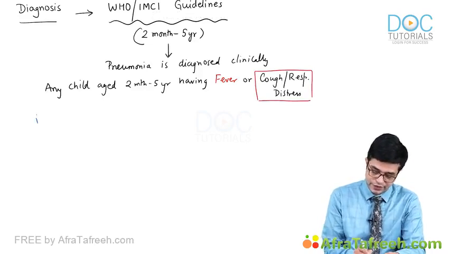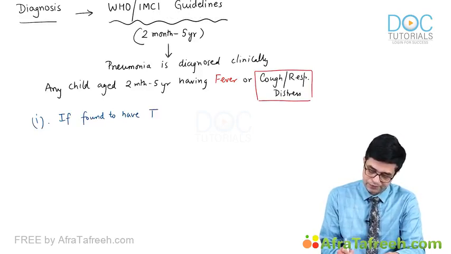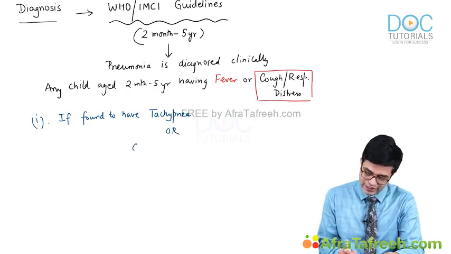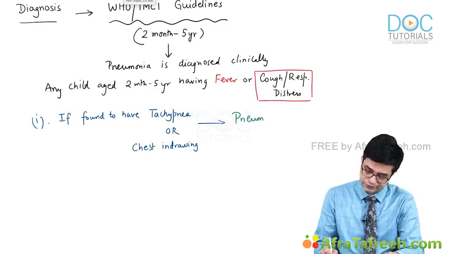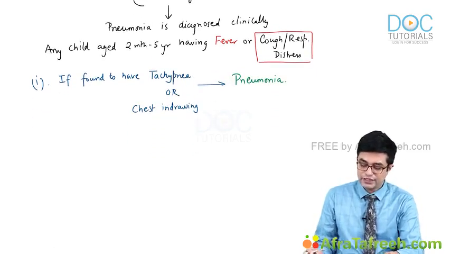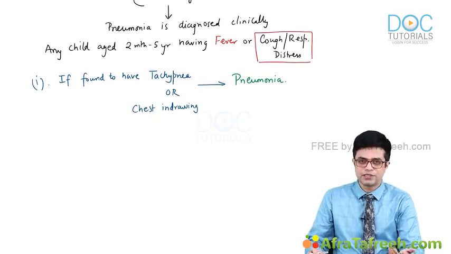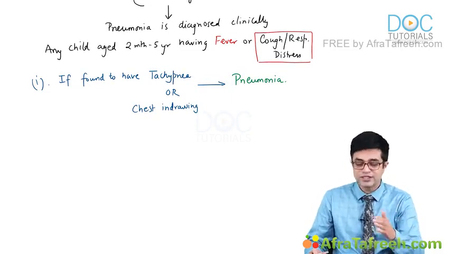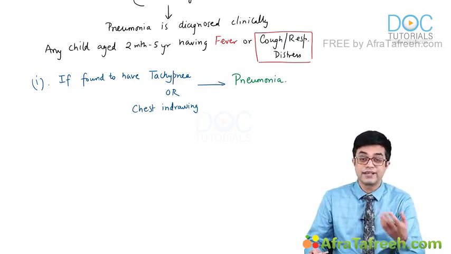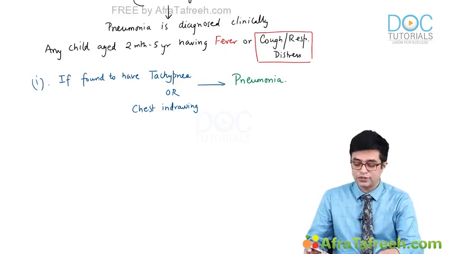If the child is found to have either tachypnea, what is tachypnea? Rapid breathing, or chest indrawing, either of the two, the child is labeled as pneumonia. So, fever is not mandatory, cough is not mandatory, but some respiratory feature should be present. If the child is found to have either tachypnea, age-inappropriate breathing, or chest indrawing, retractions of the chest muscles, then the child is said to have pneumonia.